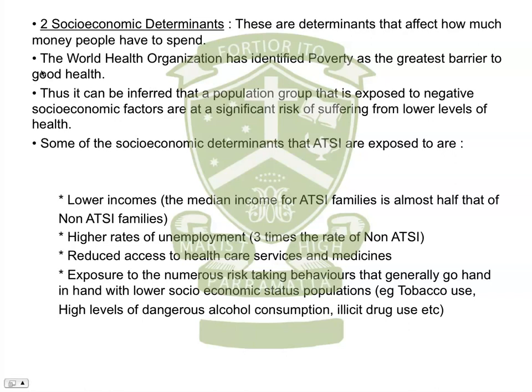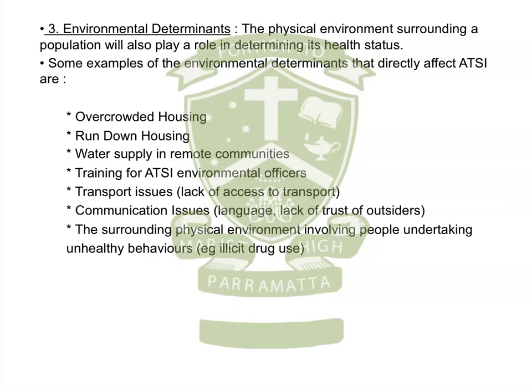And when you bear in mind this point here, where the WHO said that the greatest barrier to good health is poverty, you can see how much of a role the socioeconomic determinants play in a population's health. And again, we've got some specific examples down here of what the actual determinants are, and you can read through those yourself. The last determinant is environmental, so more or less the physical environment that a person lives in. Some examples here, you can see these relate specifically to this population group, and you can read through those ones. But obviously they're all going to have their own impact on health and the health status.